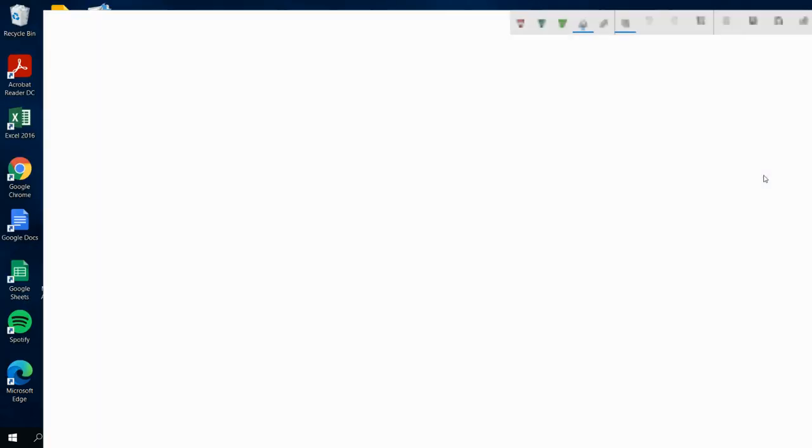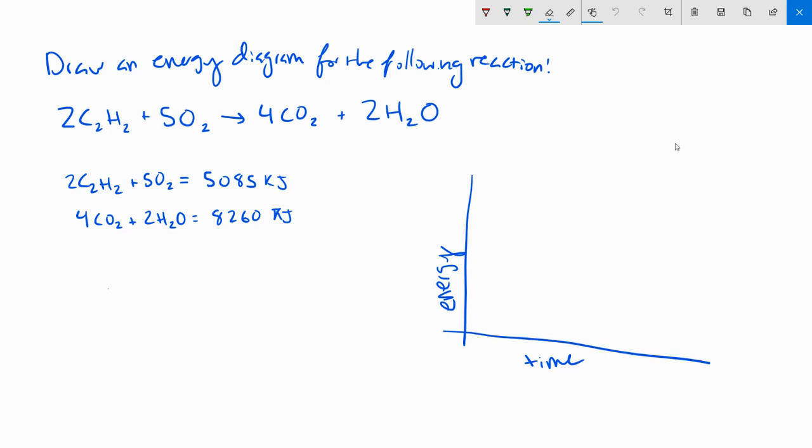So I've got to go to my sketchbook. That's where our problem is. In this problem, we want to draw an energy diagram for the following reaction: 2C2H2 plus 5O2 makes 4CO2 plus 2H2O. I've already given you some energies, but let's first talk about the steps we want to do. I'm going to write them over here.